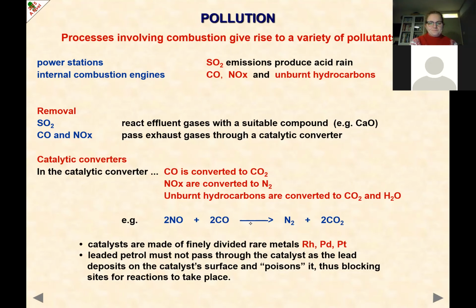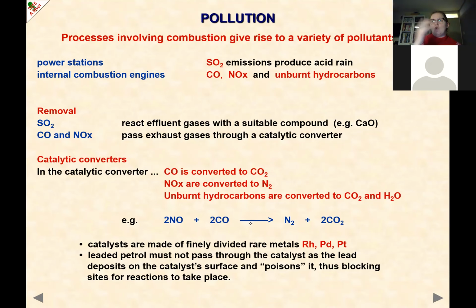Basically, what a catalytic converter does is it converts carbon monoxide to carbon dioxide, nitrous oxide to nitrogen, and any unburnt hydrocarbons that are hanging about are converted to carbon dioxide and water. These catalysts are made up of finely divided rare metals, okay? And leaded petrol must not pass through the catalyst, as the lead deposits on the catalyst surface and poisons it and blocks the sites for reactions to take place.